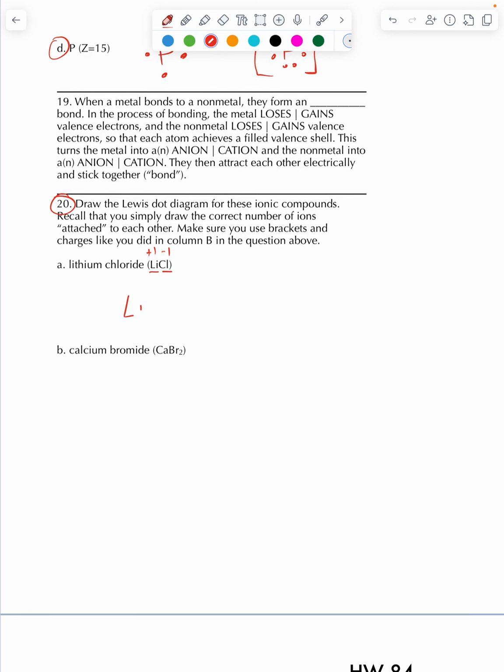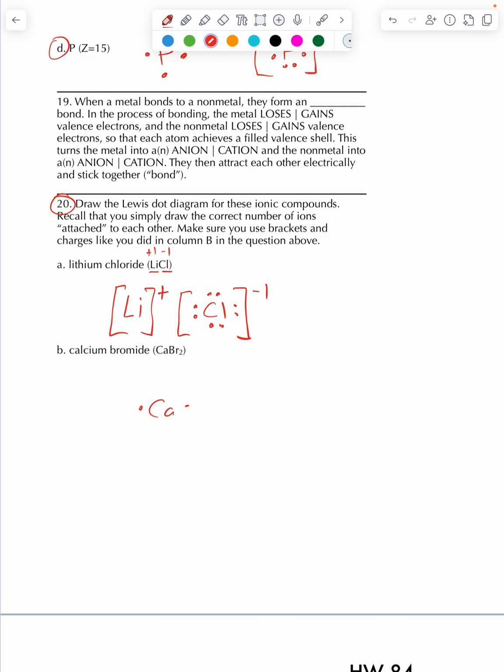Well, lithium's going to lose, there's lithium, neutral atom, but it's going to lose its one dot, and it's going to look like this. That is lithium +1, right? And what's chlorine going to look like? Well, chlorine, as a neutral atom, has 7 dots, but it's going to take lithium's 1 electron to get 8. So there's lithium chloride. What about calcium bromide?